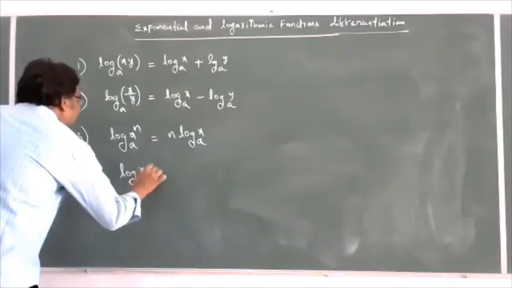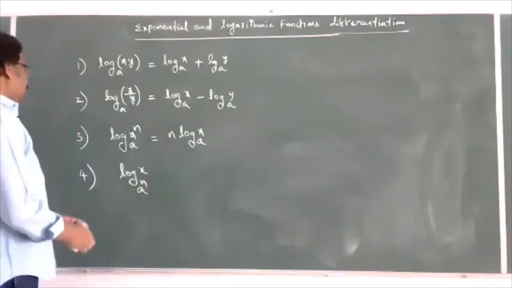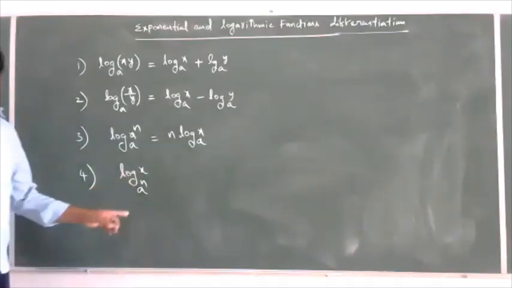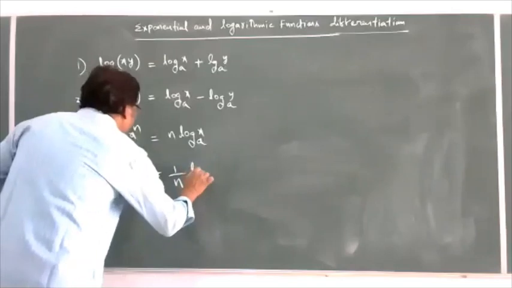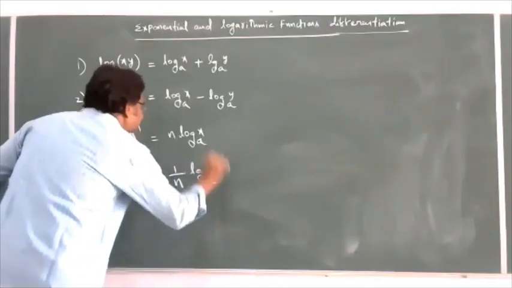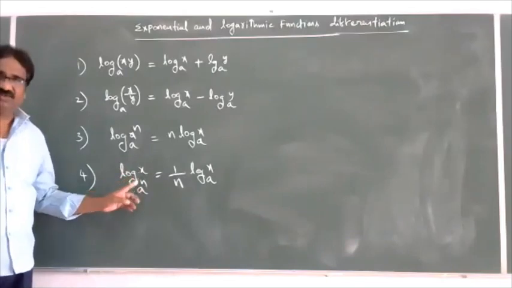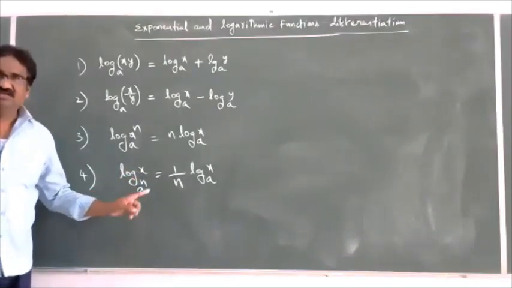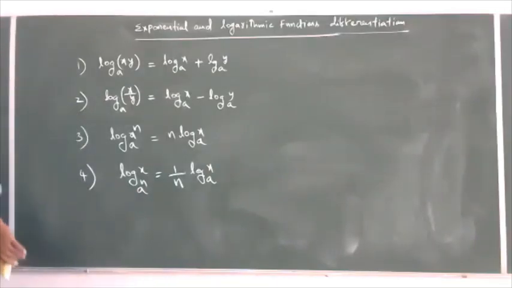Logarithm of x to the base a power n is equal to 1 by n into log x to the base a.